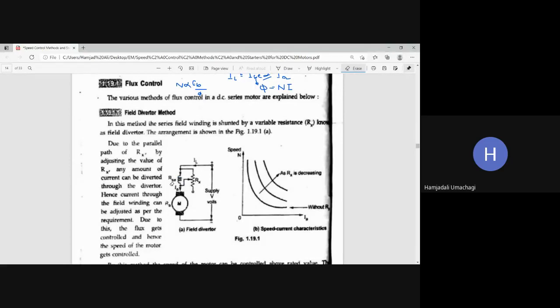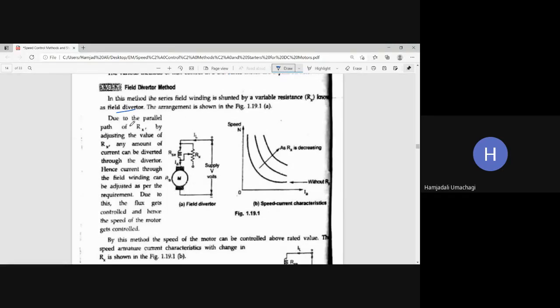So for this series field winding RSC, we are going to connect one extra resistance in parallel, which has the value Rx. And this Rx is known as the field diverter, because it is going to divert the current that is flowing through the field winding. The arrangement is shown in figure 1.19.1a.